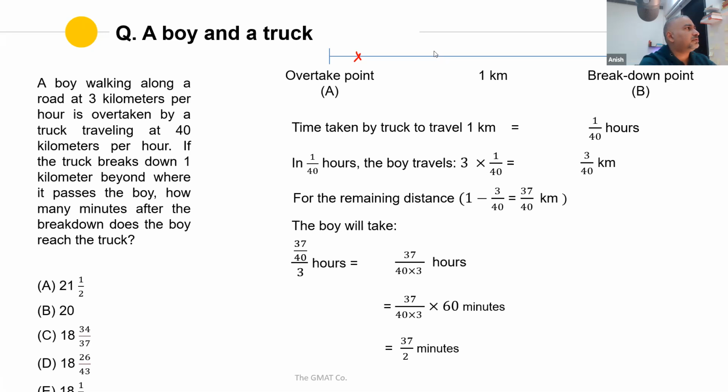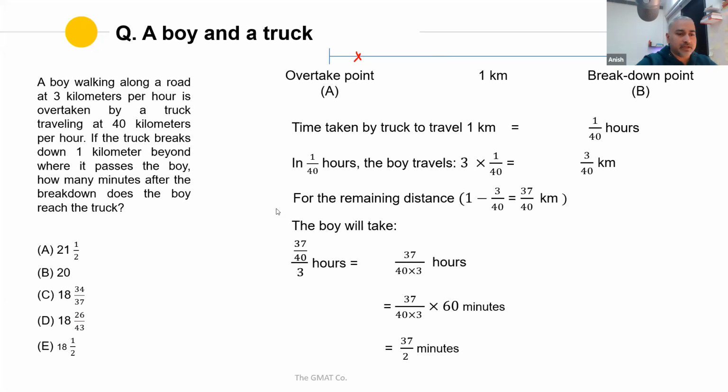Why is the last option? There we go. The answer is E. Not B, which actually was the most common answer. And why you guys would have got B, I'm guessing, is because you did not take this portion into account.